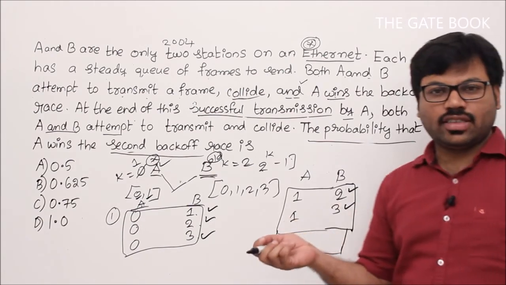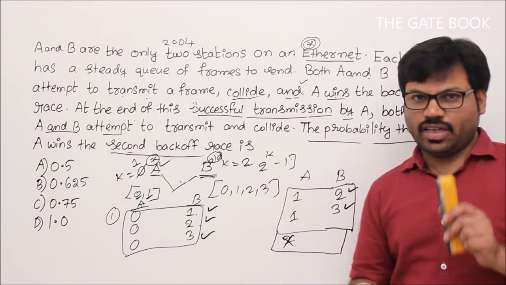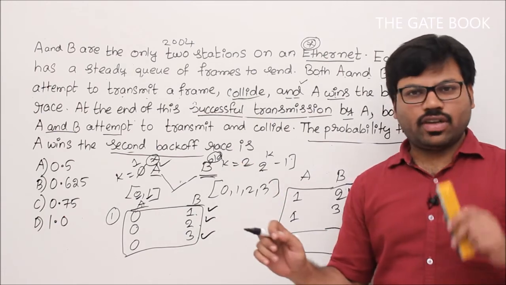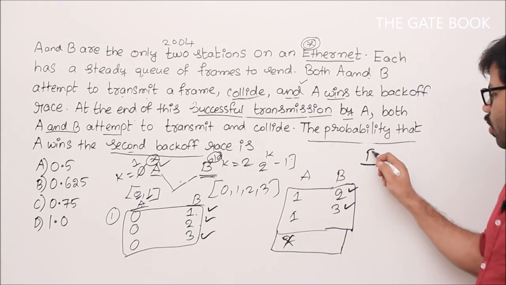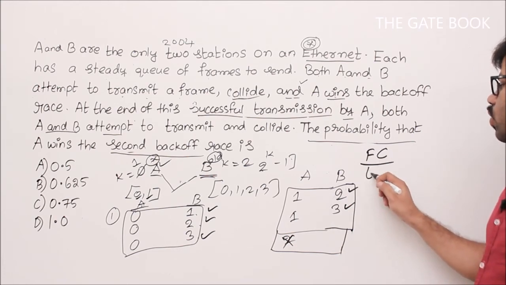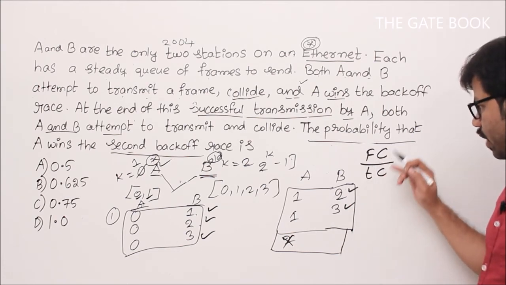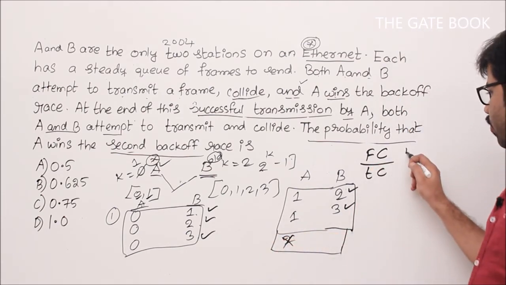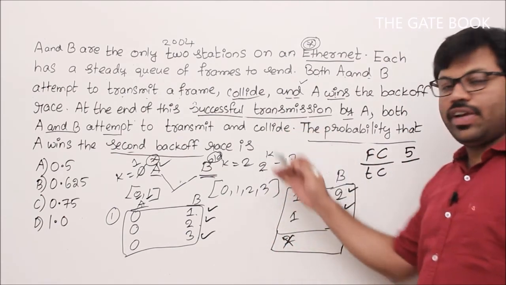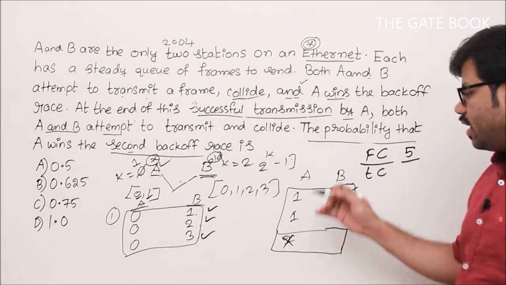But what are the total cases? This is a simple formula in probability. Whenever you want to find the probability of an event, you look at the favorable cases and the total cases. If you divide the favorable by the total, you get the probability. Our favorable cases are 5. And how many total cases do we have? How many different ways can they get the numbers?